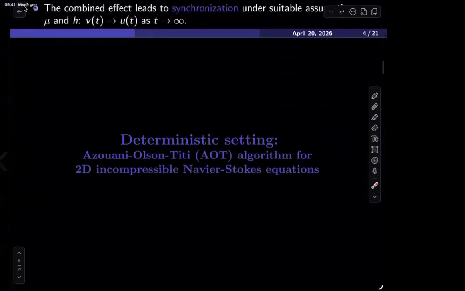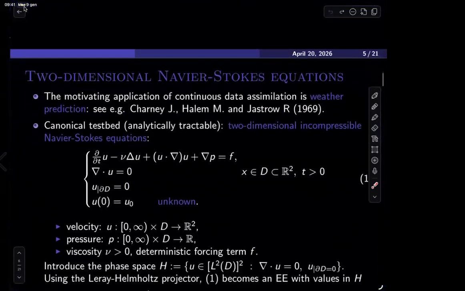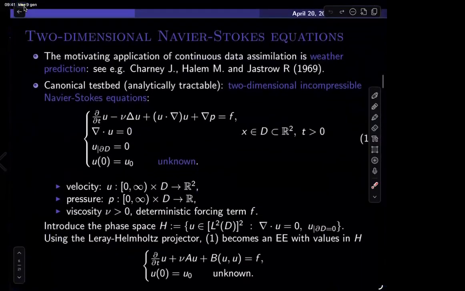And now I would like to recall the paper by Azouani, Olson, and Titi, where the authors proved this kind of algorithm for the deterministic incompressible two-dimensional Navier-Stokes equation. And basically, this is the starting point for our work, since we extend their results to the stochastic setting. So, in this paper, the authors considered the two-dimensional Navier-Stokes equation.